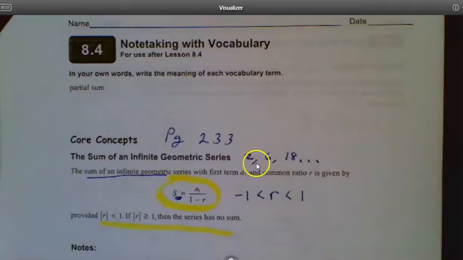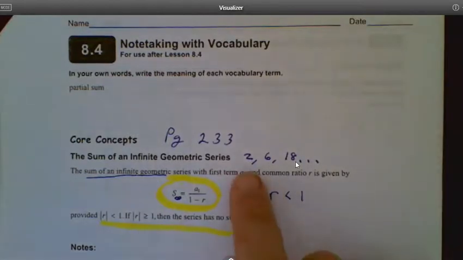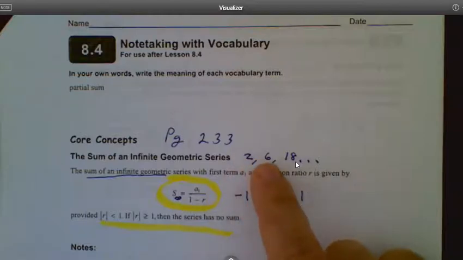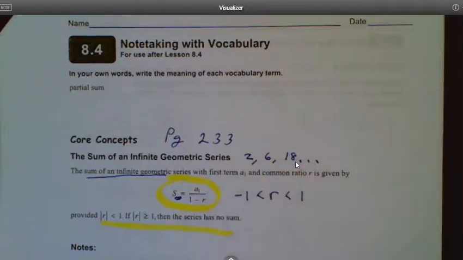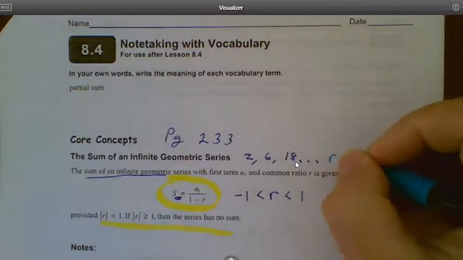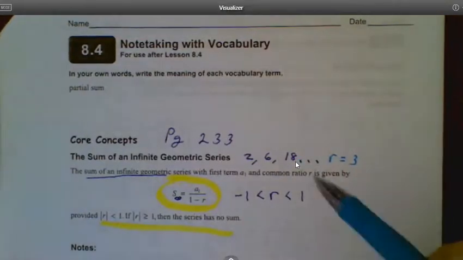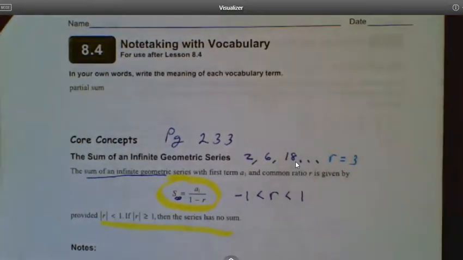So here we go. Tyler, what number is being multiplied every time to get the next term in the sequence? What number is being multiplied? 2. What did they multiply times 2 to get 6? 3. And what did they multiply times 6 to get 18? 3. So it's the same number. So that number that's being multiplied is called what? A common ratio. So that would be our R value. Okay, so there is a common ratio, which means it's geometric.